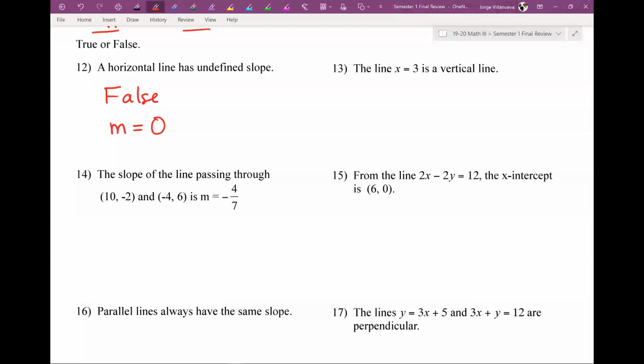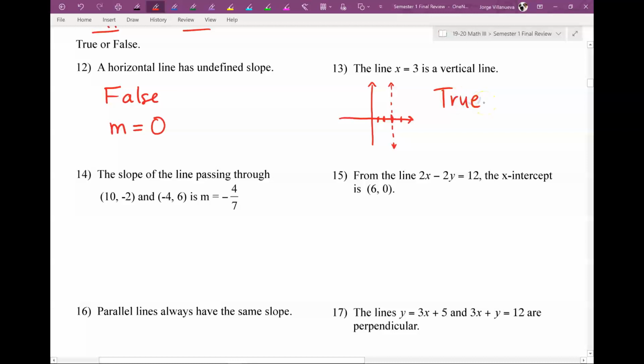Number 13, the line x equal to 3 is a vertical line. X equal to 3 is right here. If I draw it, x equal to 3 looks like this. So x equal to 3 is a vertical line? True. Remember, x values are always vertical. Y values are horizontal. So that's going to be a true statement.